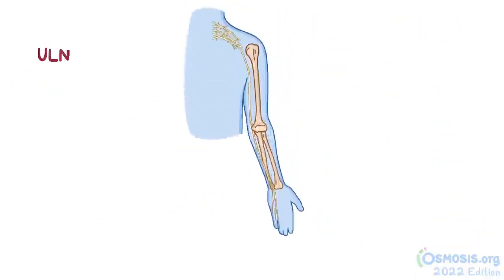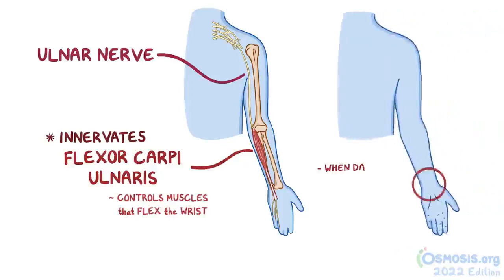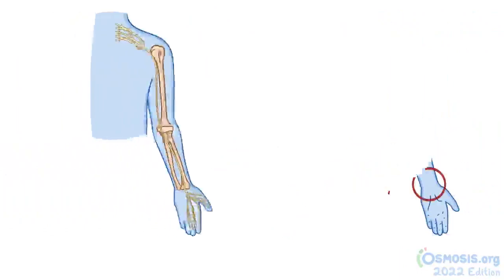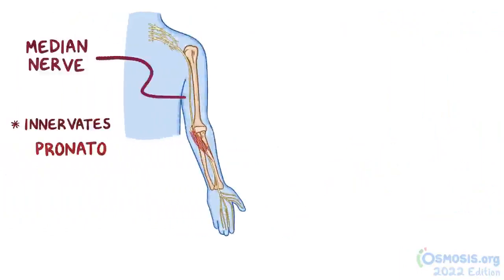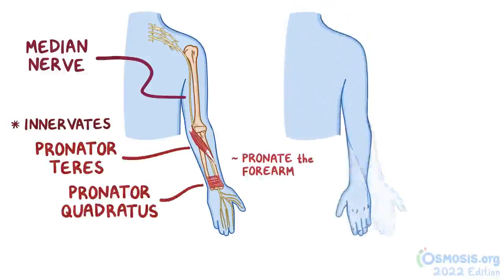Okay, so if we look at the effects of the nerve damage, in the forearm, the ulnar nerve innervates the flexor carpi ulnaris, which controls the muscles that flex the wrist. So when the ulnar nerve is damaged, it causes the wrist to stay extended. On the other hand, the median nerve innervates pronator teres and pronator quadratus, which pronate the forearm, turning the palm posteriorly.